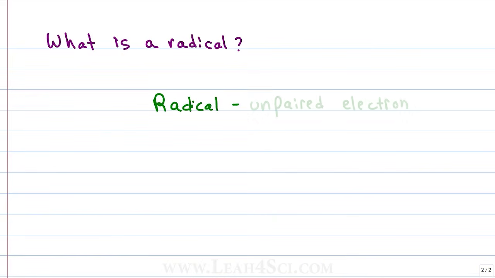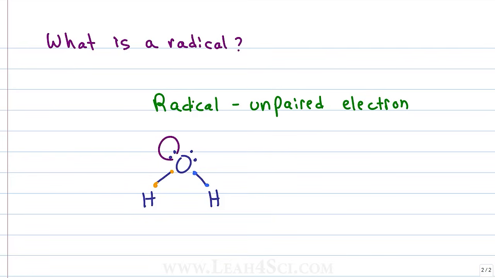A radical is a single or unpaired electron. Think about the molecule water, H2O. We have an oxygen single bound to 2 hydrogen atoms, where every bond is made up of 2 electrons that sit between the oxygen and the hydrogen. On the oxygen atom, we have 2 lone pairs, where we have a pair of electrons and another pair of electrons. And that is key.